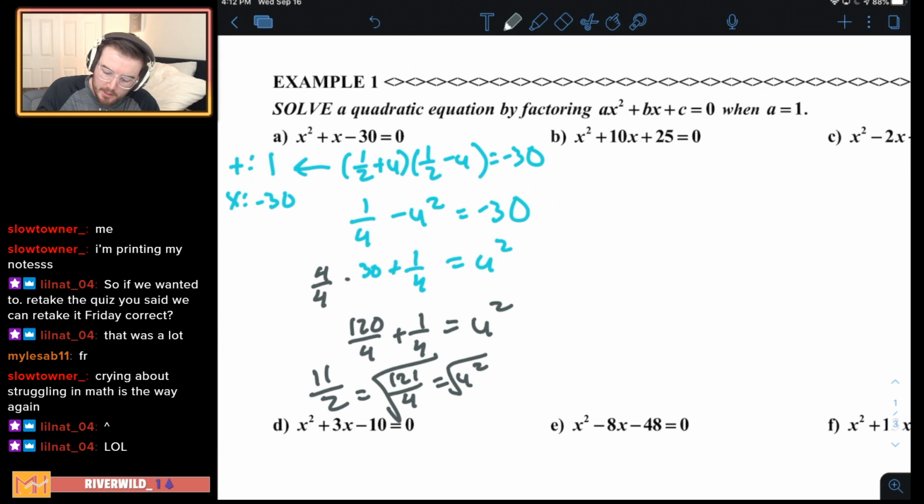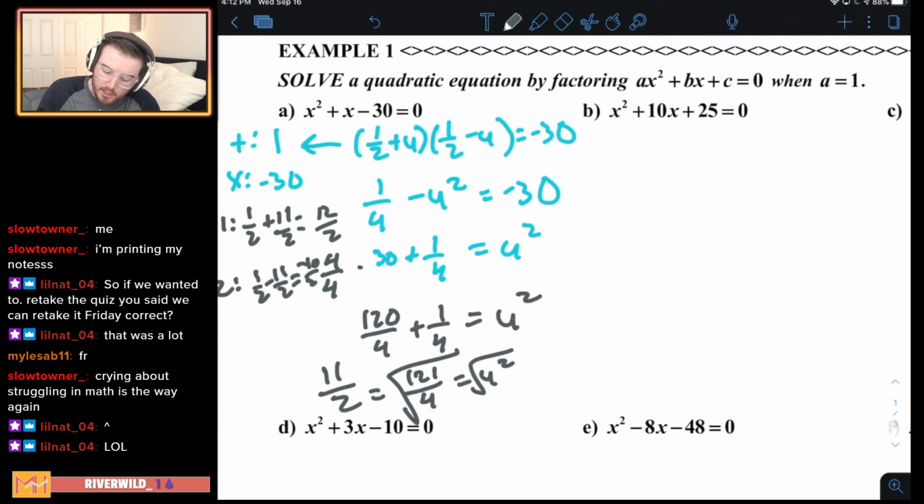So the first number is 1/2 plus 11 halves, which equals 12 halves. And the second number is 1/2 minus 11 halves, which equals negative 10 halves. So my two factors are x plus 6 times x minus 5, because 12 over 2 is 6 and negative 10 over 2 is negative 5. So my two solutions are x equals negative 6, x equals 5.